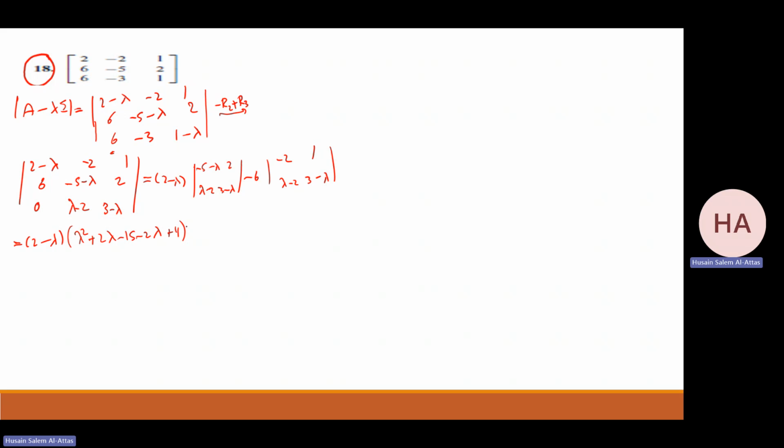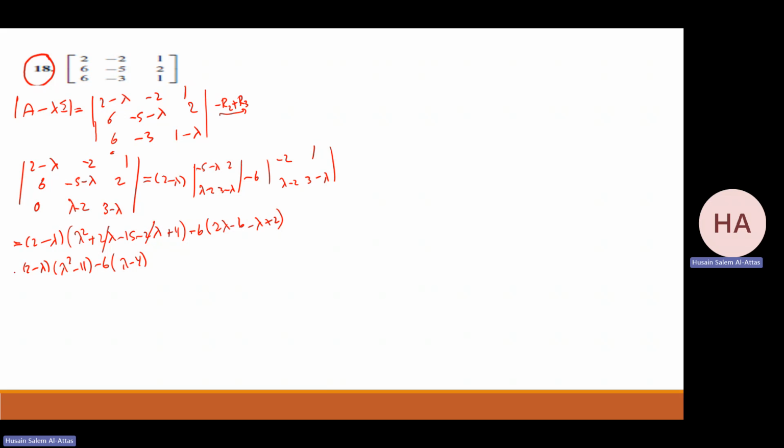And in this one, I have minus 6 times 2 lambda minus 6, minus lambda plus 2. So you have what? 2 minus lambda. This is cancelled. I have lambda square minus 11, minus 6. This is lambda minus 4.